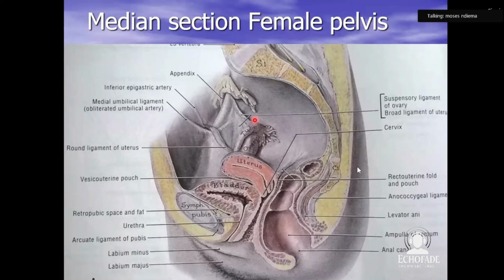Just another section through the pelvis to demonstrate the structures, the female reproductive structures, and the ligaments that attach it to the posterior abdominal wall. Of importance, you would note here the oviduct. It is open to the abdominal cavity.